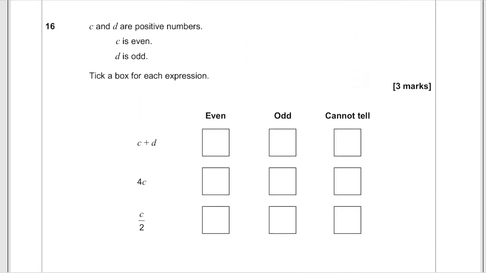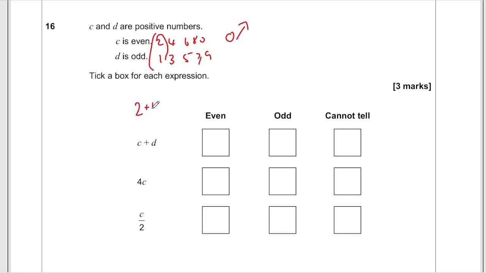16. C and D are positive numbers. Okay, so 0 upwards, positive numbers. Okay, C is even, so ends in 2, 4, 6, 8 or 0. And D is odd, 1, 3, 5, 7, 9. Okay, tick a box for each expression, C plus D. So all I'm going to do is pick 2 of these values, so let's take the first ones.